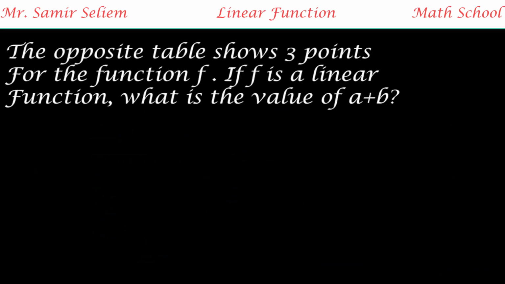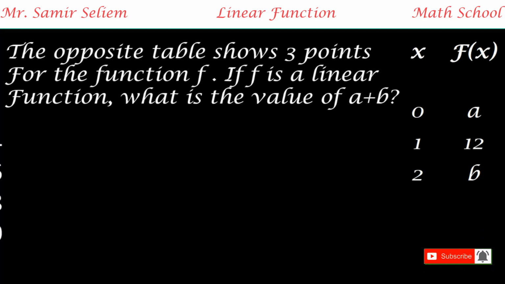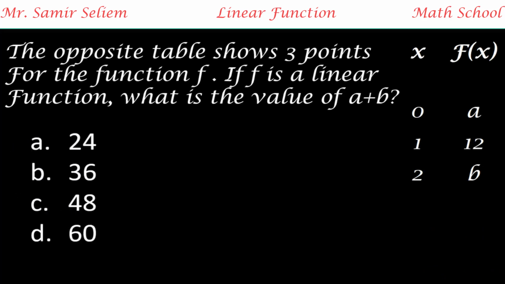Let's take an example. The opposite table shows 3 points for the function f. If f is a linear function, what is the value of a plus b? We have f of 0 equals a, f of 1 equals 12, f of 2 equals b. How can we find the value of a plus b? The options are 24, 36, 48, and 60.